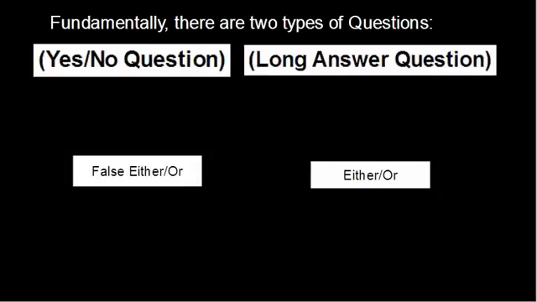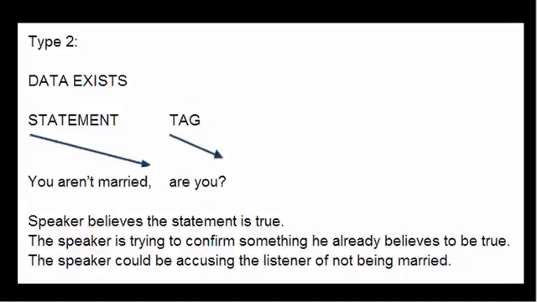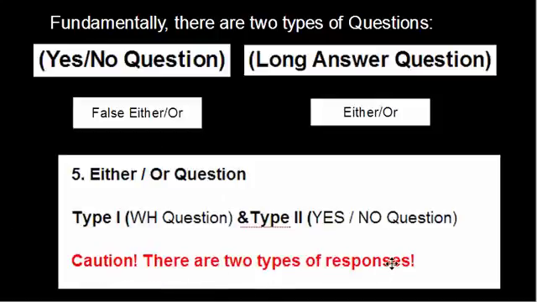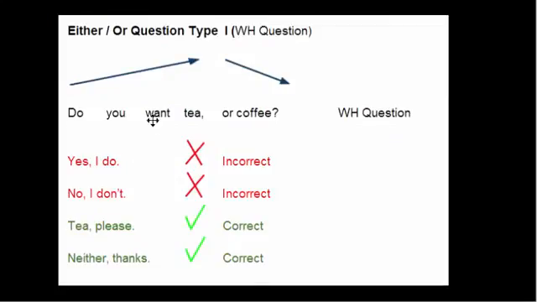Okay, so that's the tag question. There's another type of question, and we answer it the same way we answer a yes-no question. Okay, the next one is the either-or collection. Now this, either-or, is usually a long answer question type looking for information, but we have two choices. Okay, do you want A or B? And your answer is, I want A, or A, please. But sometimes we have a false either-or. Let me show you some examples here. Sometimes there are two types of responses you have to be careful of. Let's look at this. Do you want tea or coffee?